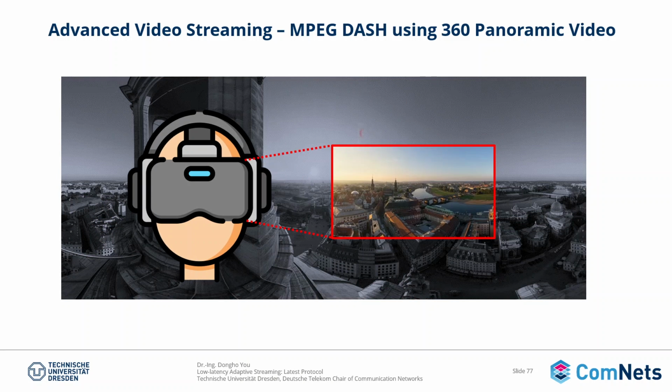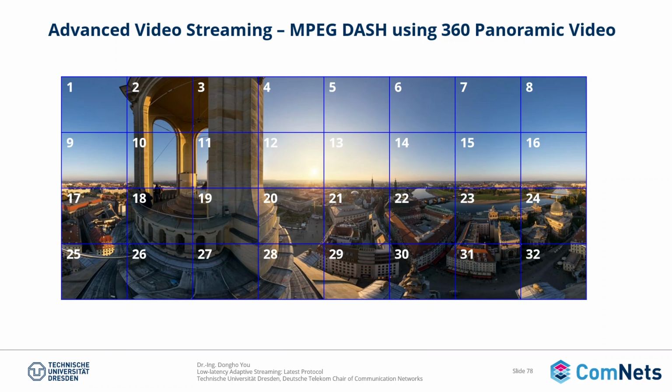However, as you know, we only watch part of the entire 360 video at a specific time. This means that at a specific time, this red box is my current viewport. Therefore, many researchers thought that it is so inefficient to transmit the entire view, because we don't need the other views at a specific time. We only focus on the specific viewpoint.